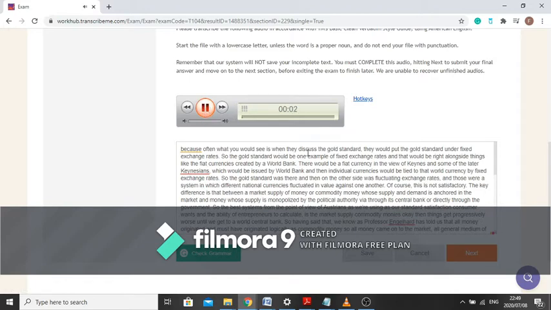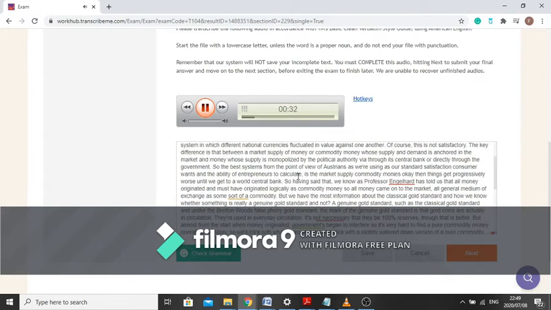When they discuss the gold standard, they'll put the gold standard under fixed exchange rates. So the gold standard would be one example of fixed exchange rates, and that would be right alongside things like fiat currencies created by a World Bank. There would be a fiat currency in the view of Keynes and some of the later Keynesians, which would be issued by a World Bank, and then individual currencies would be tied to that world currency by fixed exchange rates. So the gold standard was there, and then on the other side was fluctuating exchange rates, and those were a system in which different national currencies.